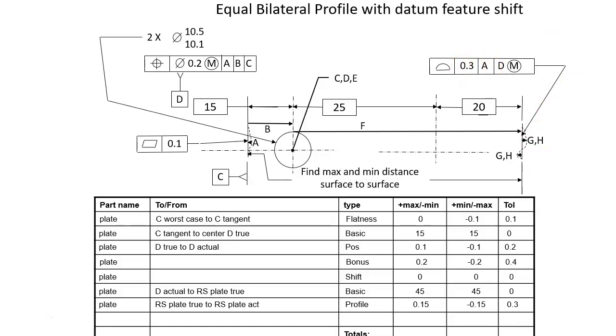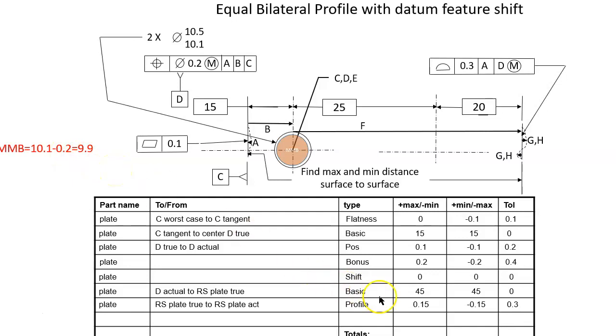There's not going to be any bonus, never is with profile, but we have datum feature shift, and therefore we are going to have to calculate our max material boundary, which is going to be the largest pin that will always go through this hole whenever this hole is within the spec. The largest pin perpendicular to A that will always go through this hole whenever this hole is within the spec. And therefore we have to include in our calculation the tolerance of position, which controls the perpendicularity of this hole relative to datum A. So our max material boundary is going to be equal to the smallest hole minus the tolerance of position, which controls our perpendicularity, and therefore it's 9.9.